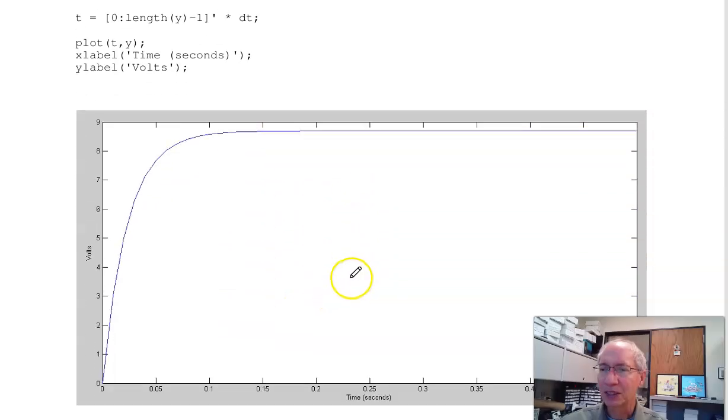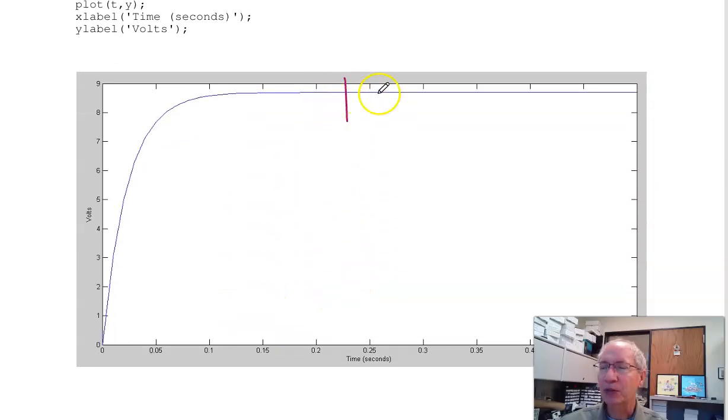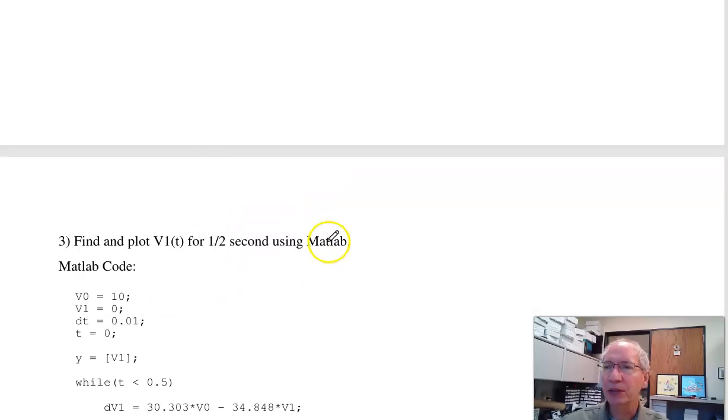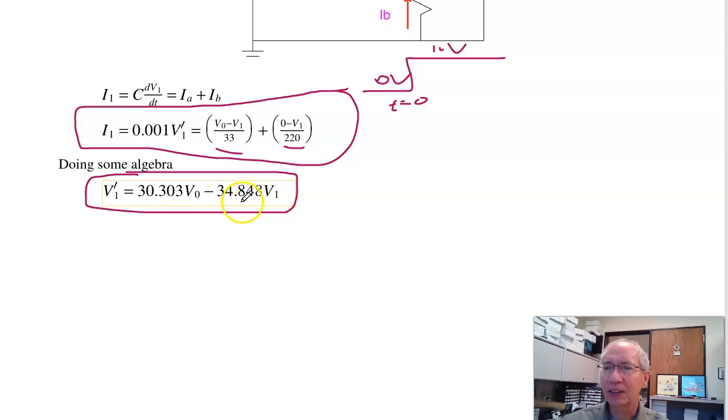Well, actually, here's the result. Anything after about 0.25 seconds is kind of redundant. Nothing's happening. So run it for 0.5 seconds. Here's my differential equation. At any given time, I know the derivative of V1 is 30 times V0 minus 34 times V1. That is this equation.